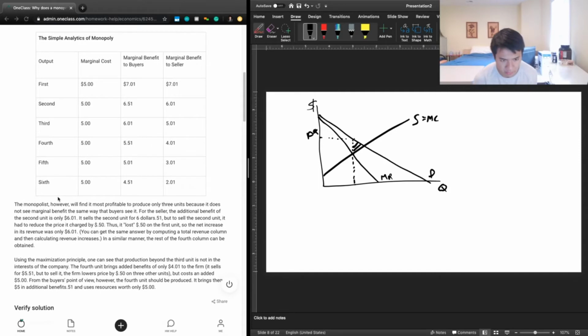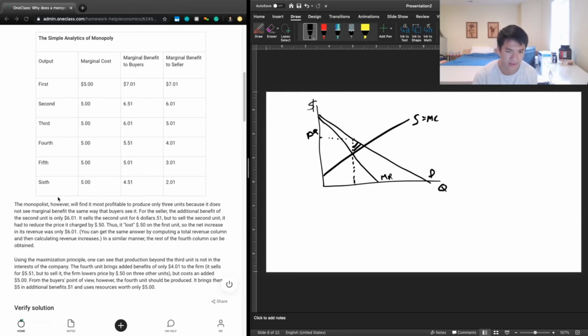The monopolist, however, will find it more profitable to produce only 3 units because it does not see marginal benefit the same way that buyers see it for the seller. The additional benefit of the second unit is only $6. It sells the additional unit for $6.50, but to sell the second unit, it has to reduce the price it charges by 50 cents. Thus, it lost 50 cents on the first unit, so the net increase in its revenue was only $6. And so that is correct. This is, again, the idea that the only way a monopolist can sell more is by reducing its price. And by reducing price, you lose not just money on the current unit, but money on all past units that you were selling.